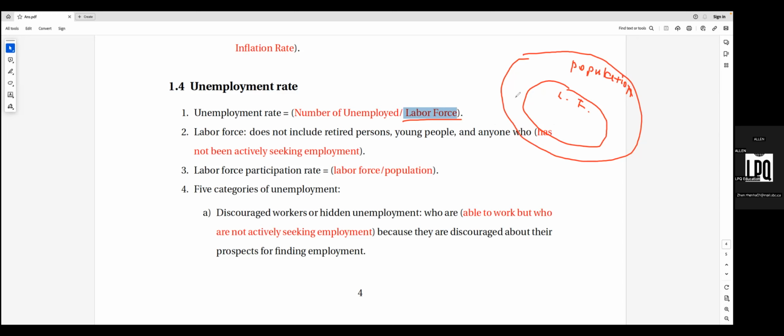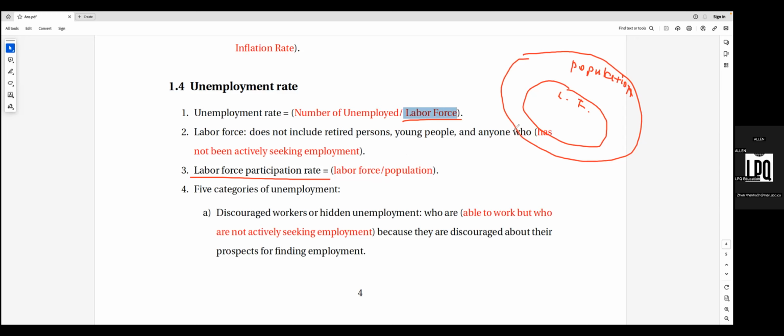And how big is this fraction? How big is this little circle relative to the bigger circle? It is called the labor force participation rate. To calculate that, you just do a division: the labor force, this smaller circle, divided by the bigger circle, the total population. The percentage, the fraction, is called the labor force participation rate.